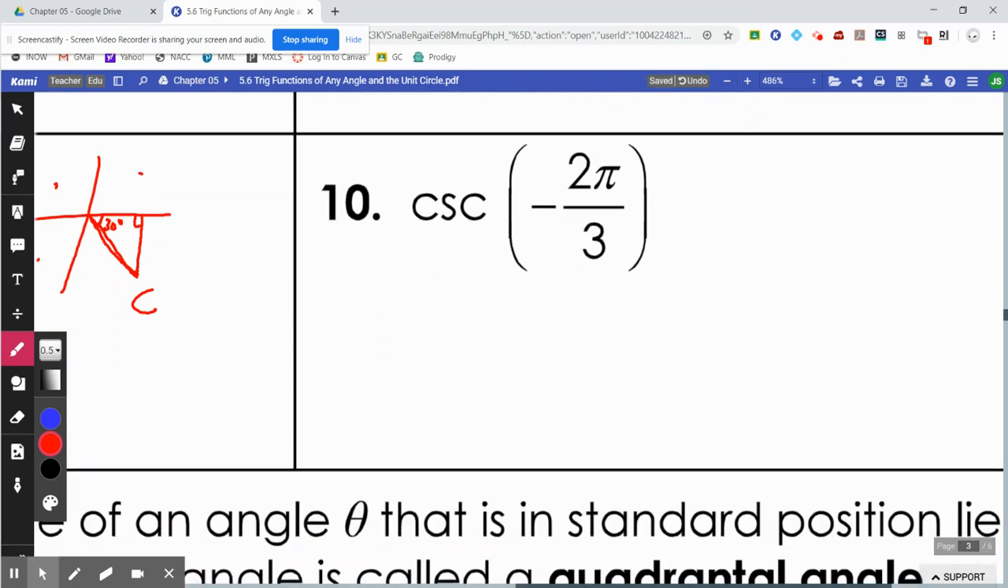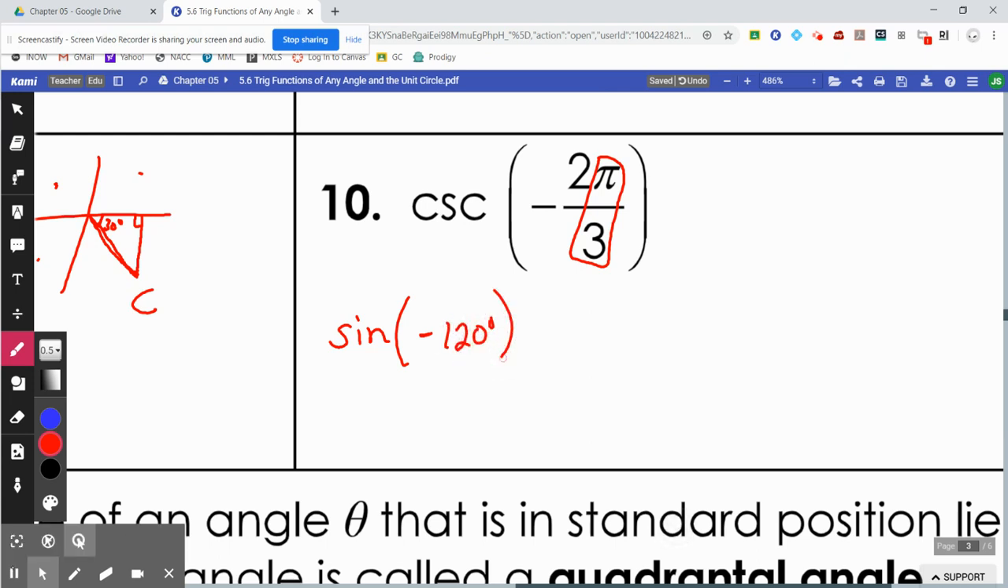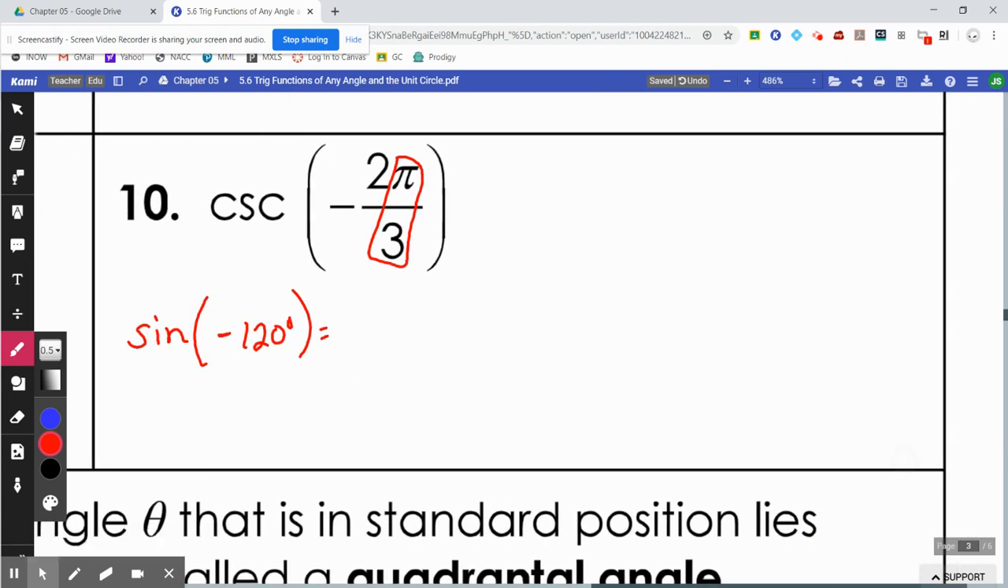To find the cosecant, I'm first going to find the sine of negative 2 pi over 3. Let's change this to a degree measure. 180 divided by 3 is 60. 2 times 60 is negative 120. Let's draw a quadrant, XY axis here. Negative 120 is going to be, let's see, this is 0 here. If you rotate negative 120, here's 90, so a little bit beyond 90. So about right in there.